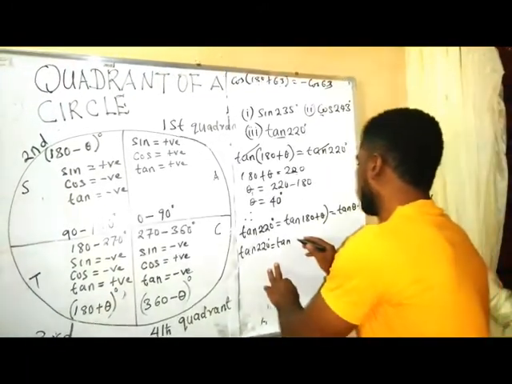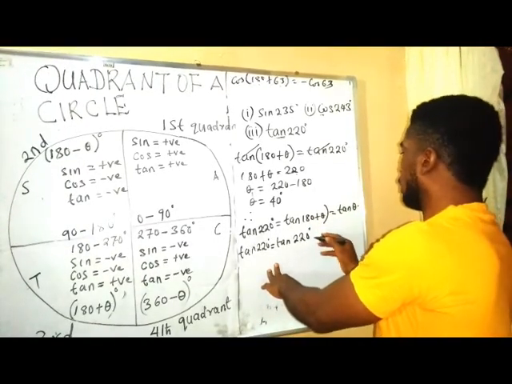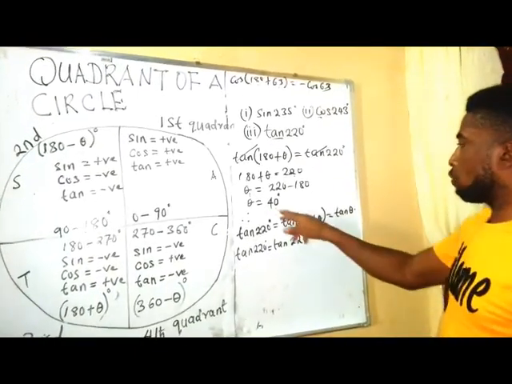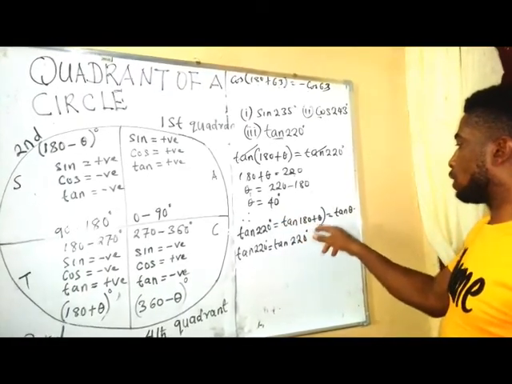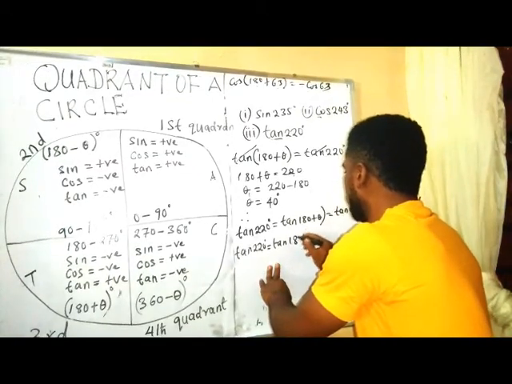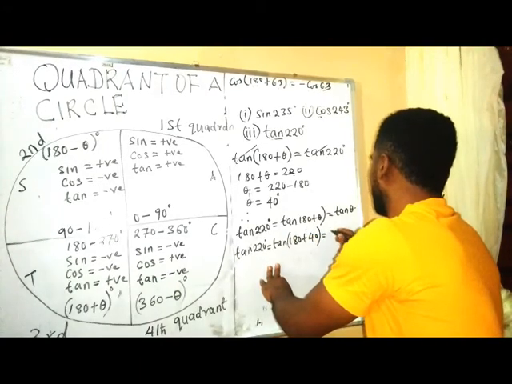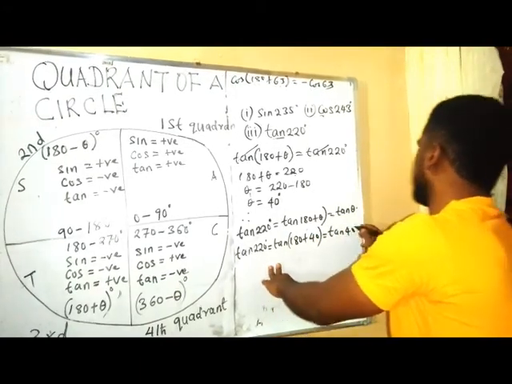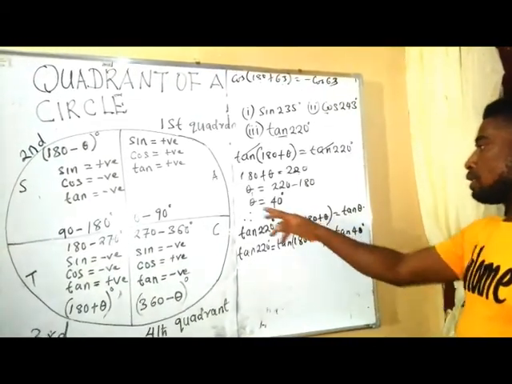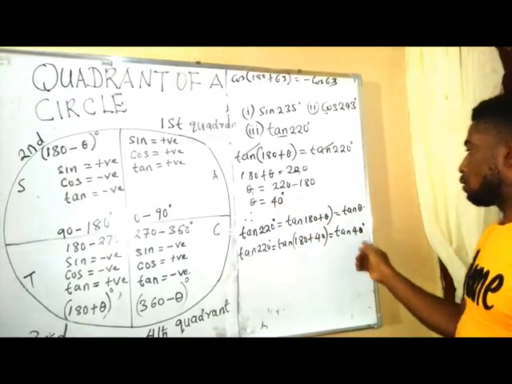And therefore, tan 220 degrees is equal to tan of 180 plus 40. I hope you know how I got it, because your theta is 40 degrees. So 180 plus 40 will give you tan 220. So I have 180 plus theta, with theta as 40 degrees, equals tan 40 degrees. What I did is simple substitution. Since my theta is 40, any place I see theta, I put 40.